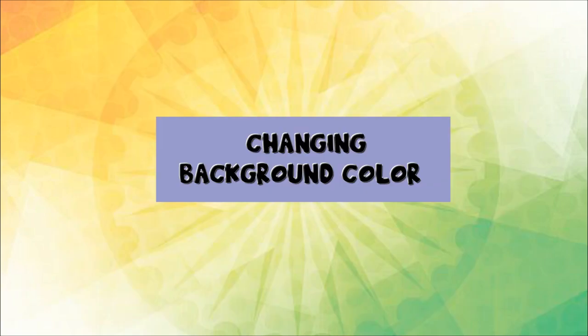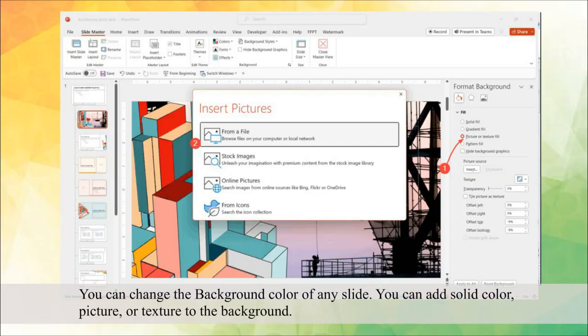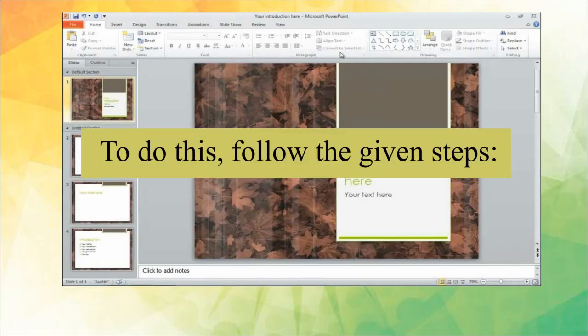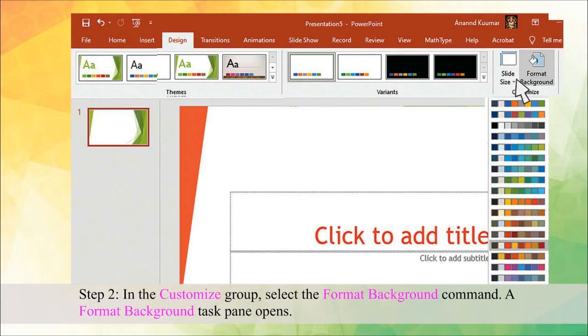Changing background color. You can change the background color of any slide. You can add solid color, picture, or texture to the background. To do this, follow the given steps. Step 1. Go to the Design tab. Step 2. In the Customize group, select the Format Background command.